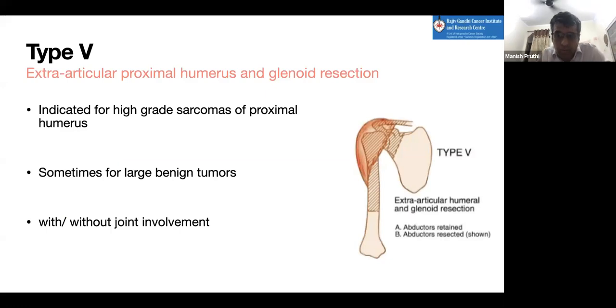This is the most common procedure performed for high-grade sarcomas of the proximal humerus, as I have said earlier, because of the biceps tendon which goes intra-articularly. We are always worried about an intra-articular contamination through the biceps tendon. That is why we should always do an extra-articular resection. This can also be done for large benign tumors of the proximal humerus which are going all around the glenoid, with or without joint involvement.